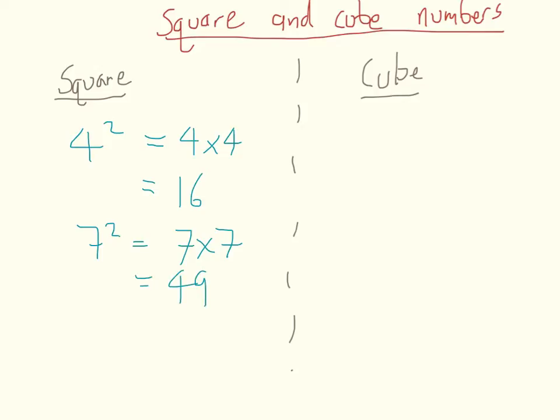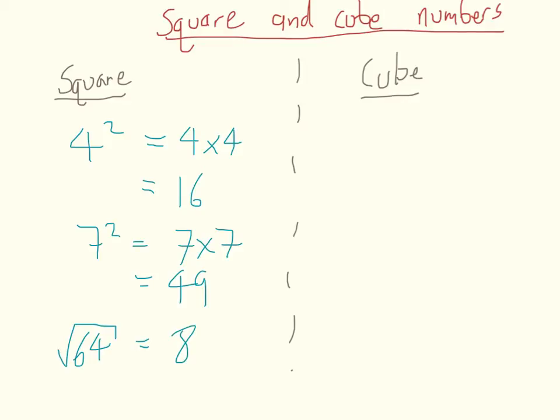Now the inverse, or the opposite to squaring something, is to square root. So you could be asked to square root 64. Well, the square root of 64 is 8, because 8 times 8 is 64.